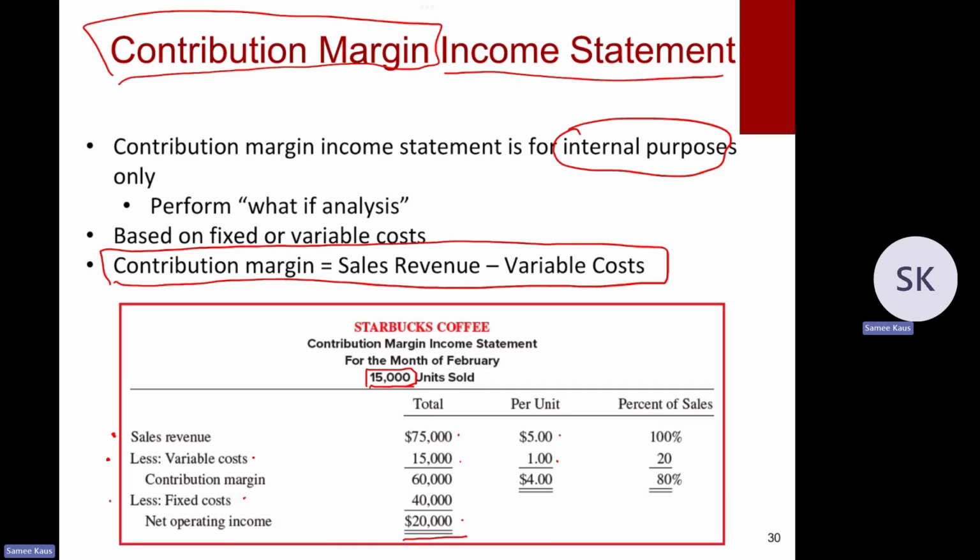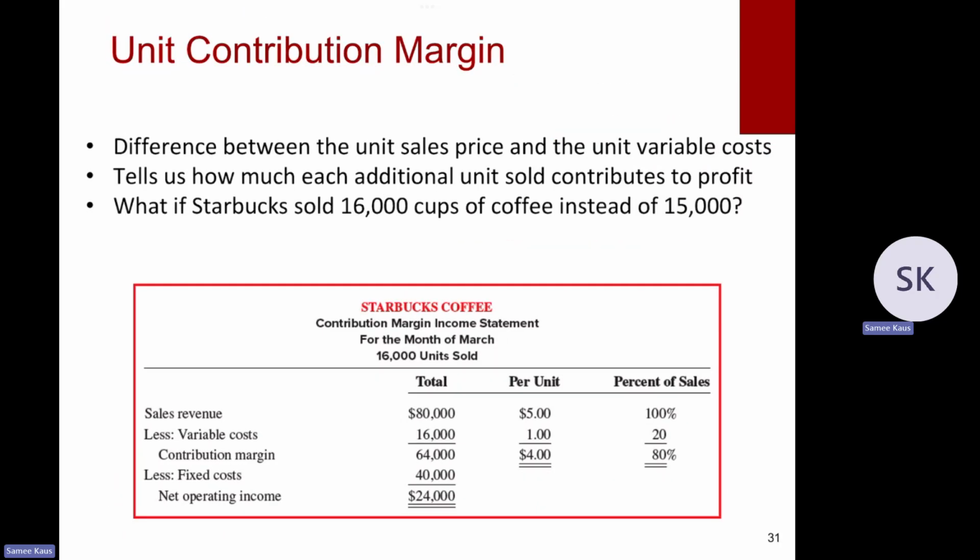Now I have 40,000 in fixed cost. Is that going to change when I perform a what-if analysis? No, that's always going to stay the same, because that fixed cost is my rent, my supervisor salary, etc. So if we come over here and ask, what about if we sold 16,000 cups of coffee? Notice this 40,000 is equal to what we saw in the last slide.